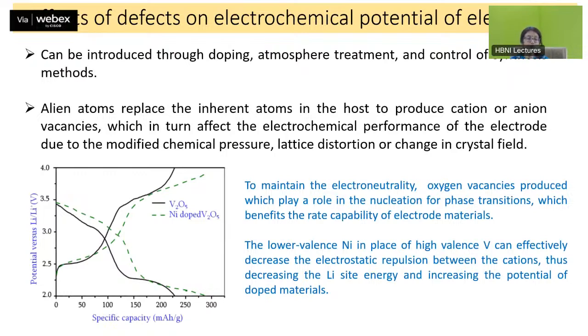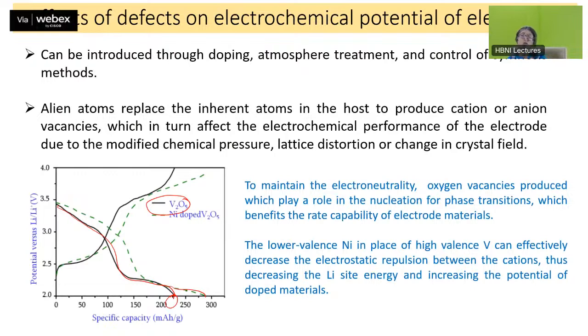Now take a small example. Here I have given an example. Suppose you have vanadium oxide. It had a particular specific capacity, as you can see when you plot the GDC, the galvanostatic charge discharge. You will find that this vanadium oxide has a capacity of around 225. The moment you dope nickel into this vanadium oxide, there is an increase in the capacity. It goes up to almost 275 milliampere hour per gram.